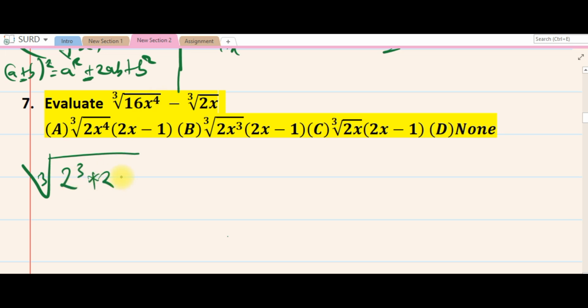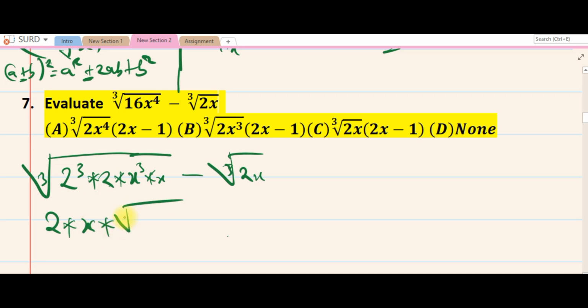Why x raised to power 4 is x cubed times x, minus cube root of 2x. Again, we need to find the cube root of each of the terms inside. The cube root of 2 raised to power 3 is 2. This has no perfect cube root. The cube root of this is x. Finally, we need to remember that 2 has no perfect cube root and this has no perfect cube root.